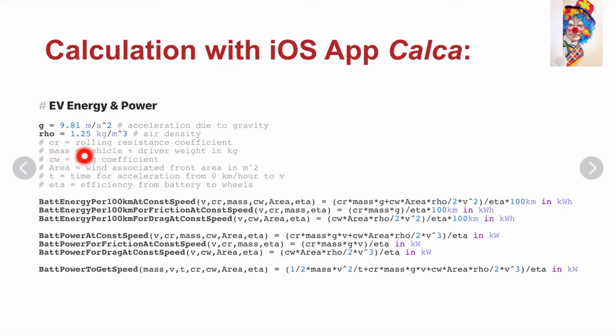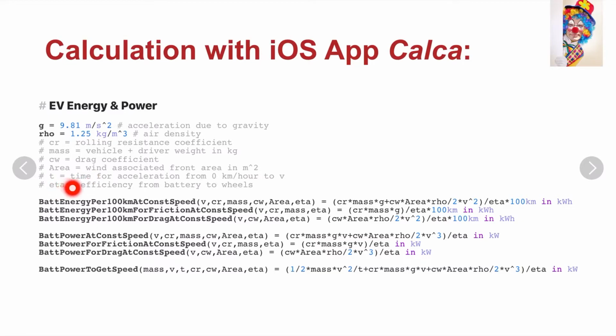Then again, CR is the rolling resistance coefficient. The mass is always the vehicle weight plus the driver weight. This plays a role if the vehicle has a low weight, for example, as in case of a scooter. You have the drag coefficient, you have the area, and this is the wind-associated front area in square meter.